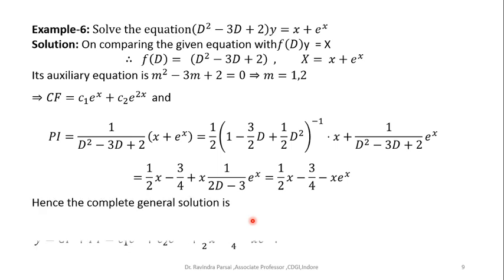Hence the complete general solution of your given problem is obtained by writing CF plus PI, as the dependent variable is y equal to this, by putting CF and by putting the value of the particular integral.